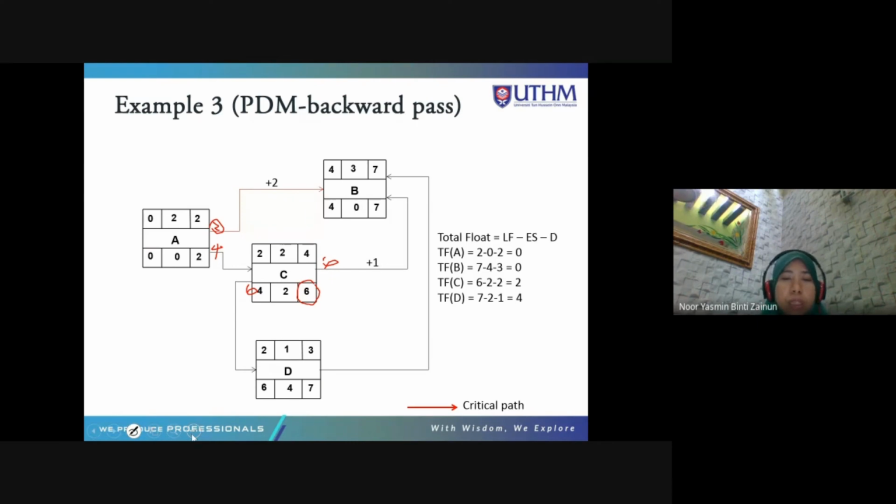How you determine the critical path is by comparing the numbers: 2 minus 2 is 0, 7 minus 7 also 0. So this is the critical path, which is A and B. A and B. So this is the critical path. And here, how to calculate the float. 6 minus 4 is 2. 4 minus 2 is also 2. Okay. 7 minus 3 is 4. 6 minus 2 is also 4.